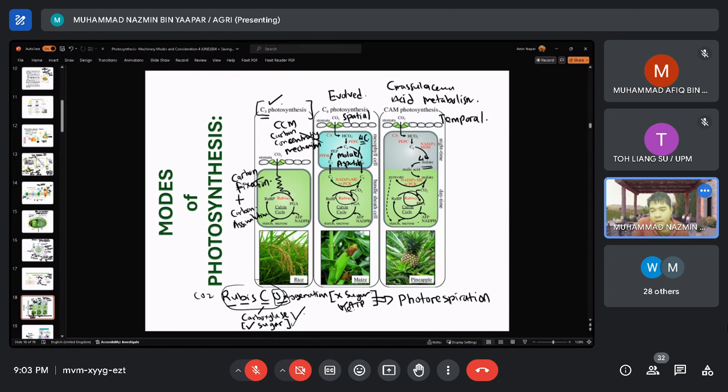So it's kind of working 24 hours for this guy. During the day, it does photosynthesis as usual, but during the night, it's doing the carbon fixation. So that's why we call it separated temporally, by time. And for C4 photosynthesis, the carbon fixation is separated by space, which is two cells, the mesophyll cell and the bundle sheath cell. We call it spatial separation. Right, okay.